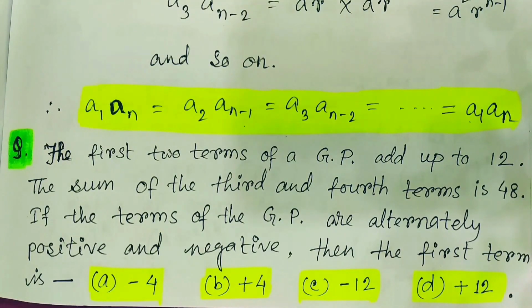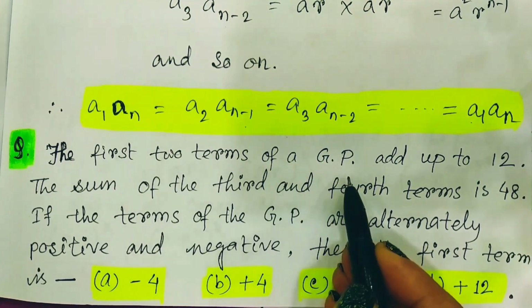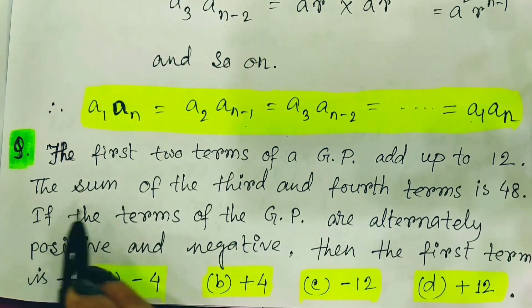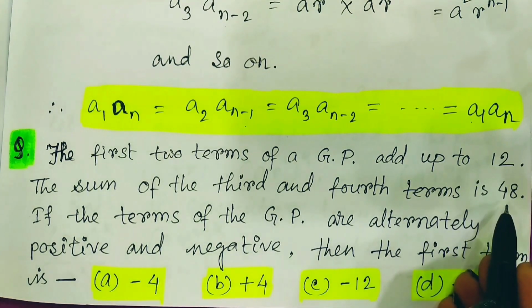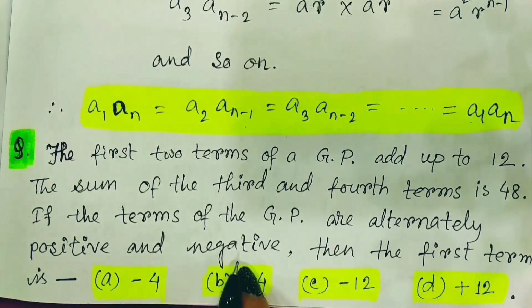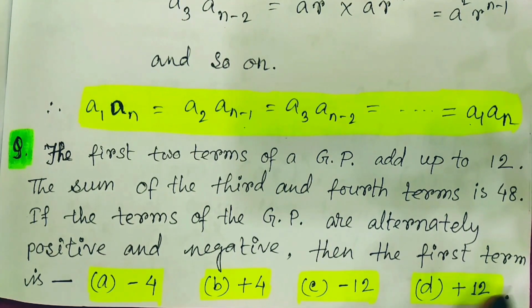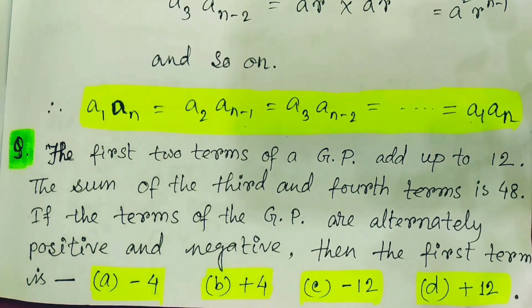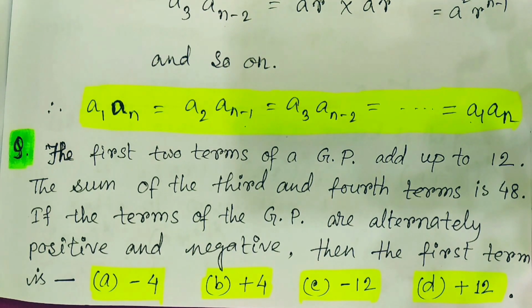So here we learned the different properties, came to know what a GP is, and how to solve different problems related to GP. Now one question for you, a do-it-yourself question: the first two terms of a GP add up to 12. The sum of the third and fourth terms is 48. If the terms of the GP are alternately positive and negative, then the first term is what out of these four options? Solve the question and answer in the comment box. I am waiting for your answer.